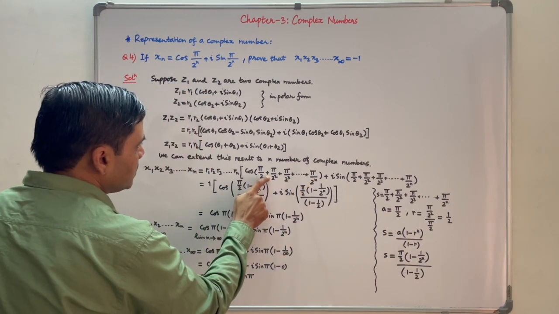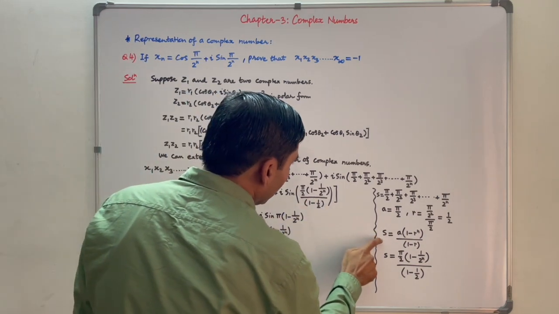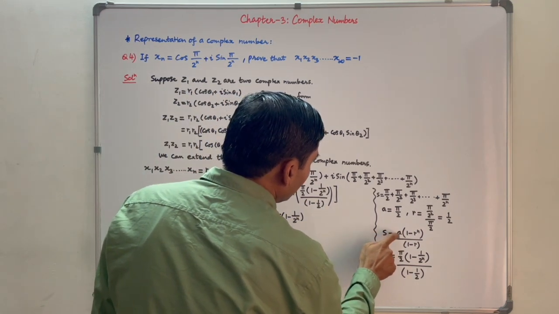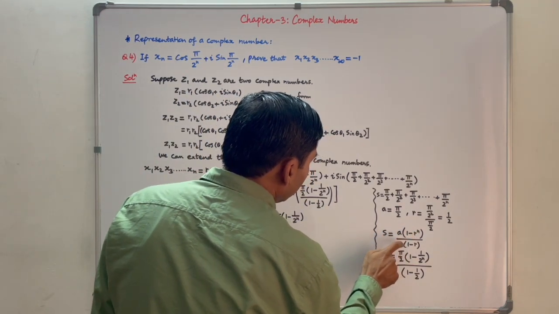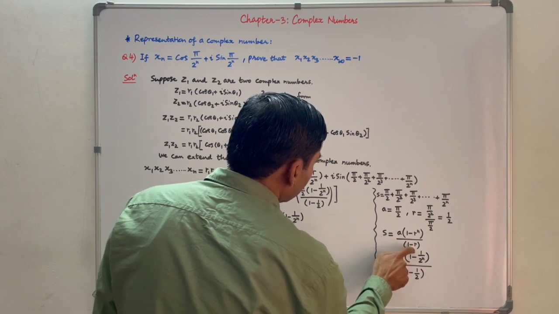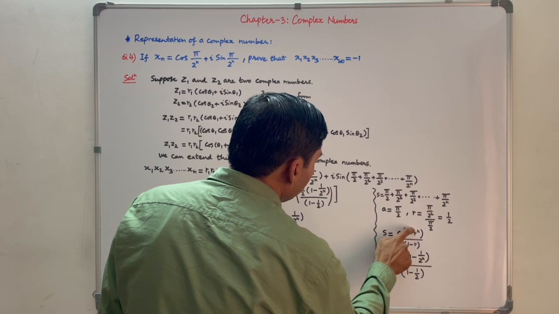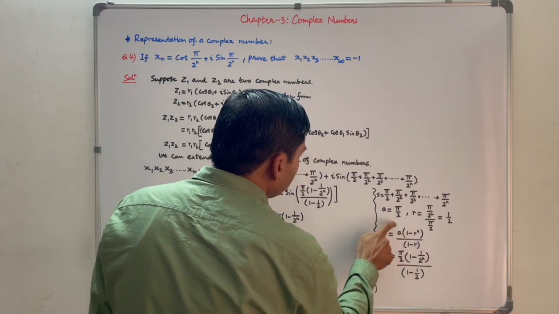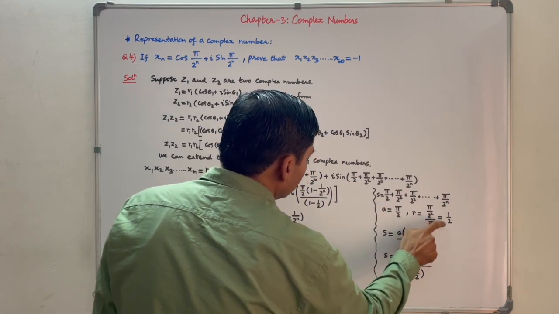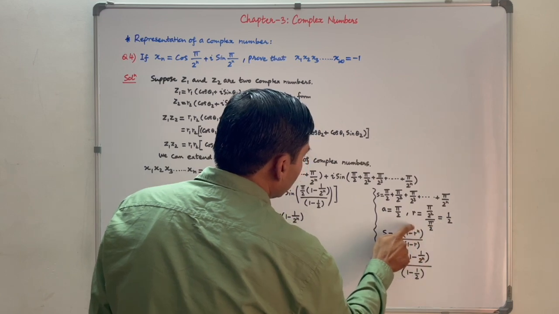This is a GP series whose sum is given as S is equal to A into (1 minus R to power n) upon (1 minus R), where A is the first term, R is the common ratio, and n is the number of terms. First term is pi by 2, common ratio is 1 by 2 and the number of terms is n.